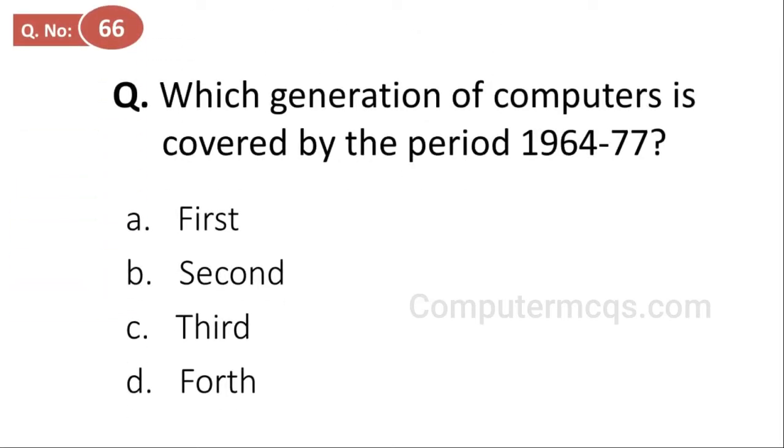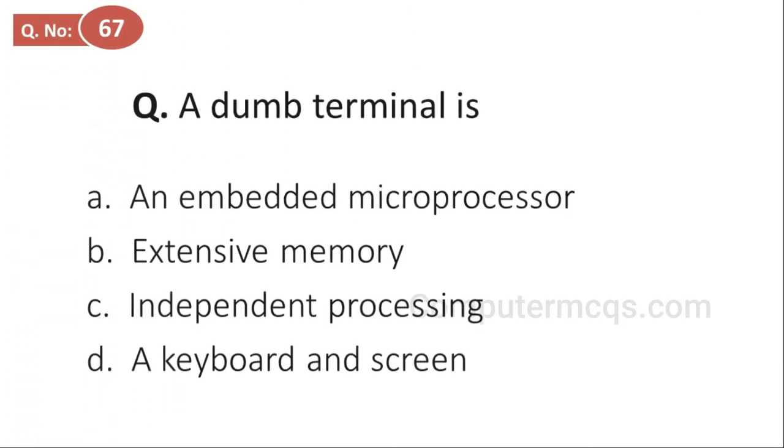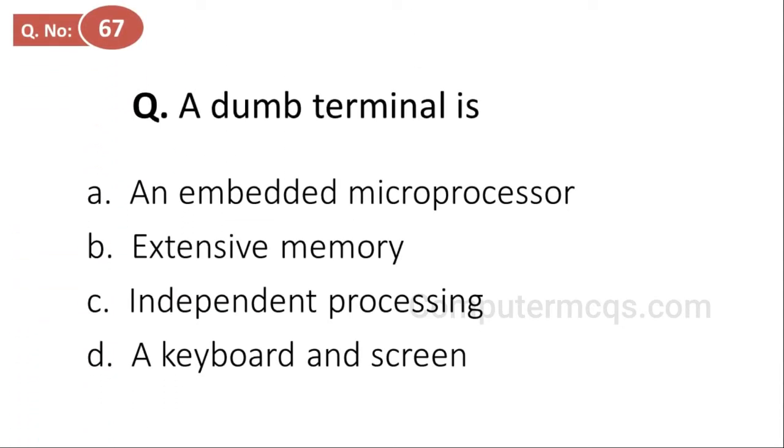Which generation of computer is covered by the period 1964 to 1977? Options are first, second, third and fourth. And the correct answer is option C, third generation. A dumb terminal is, options are an embedded microprocessor, extensive memory, independent processing, a keyboard and screen. And the correct answer is option D, a keyboard and screen.